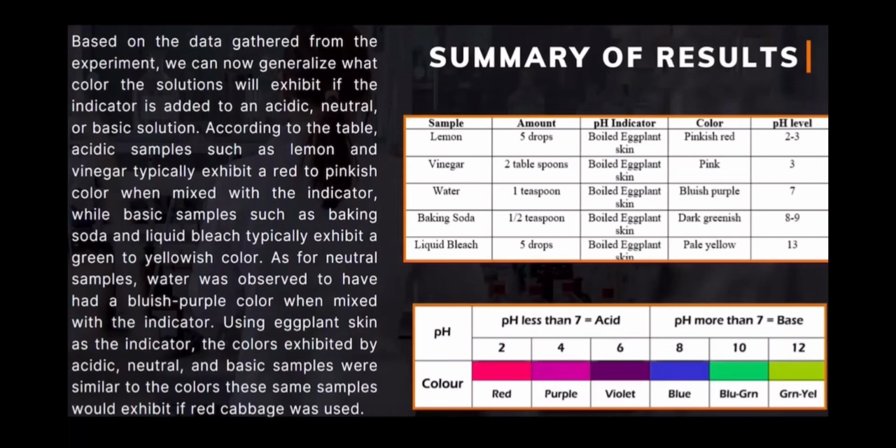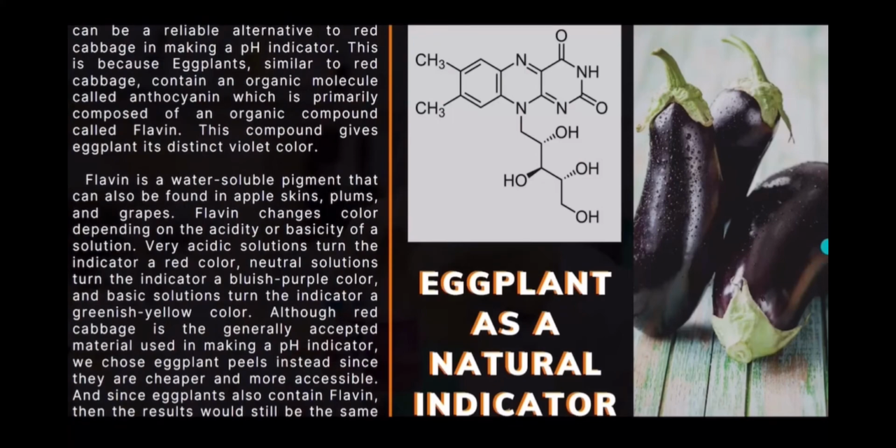Using eggplant skin as the indicator, the colors exhibited by the acidic, neutral, and basic samples were similar to the colors these same samples would exhibit if red cabbage was used instead of eggplants as the pH indicator. We can therefore say that eggplant can be a reliable alternative to red cabbage in making a pH indicator.